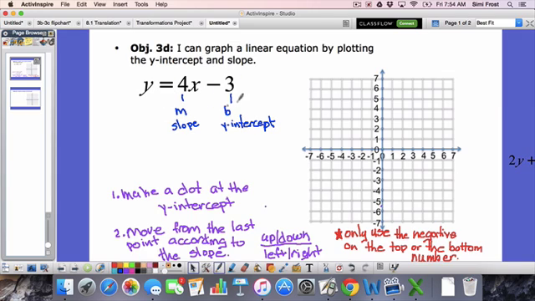I need to plot this first. So I'm going to go to the y-axis. I'm going to put a dot at -3. And now I'm going to look at my slope and see what the up and down are. So I'm going to bring it over here. My slope is 4. Okay, well, right now I only have an up-down.